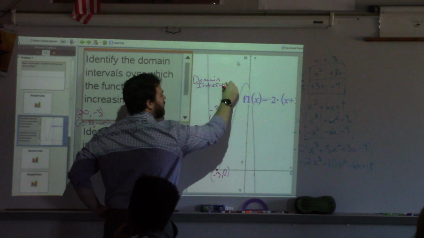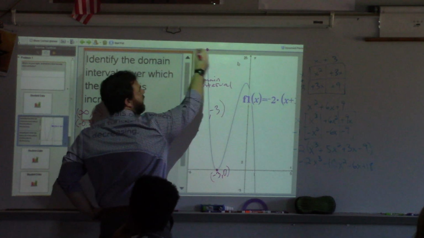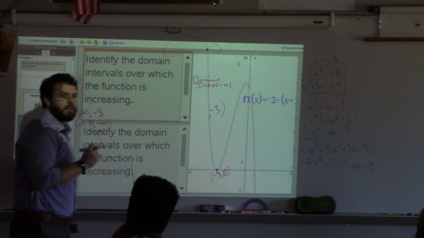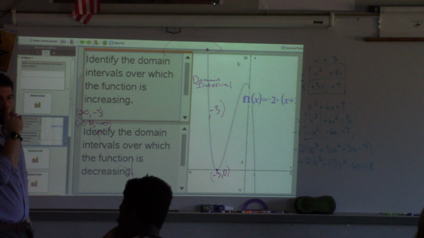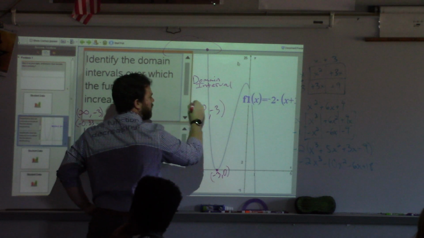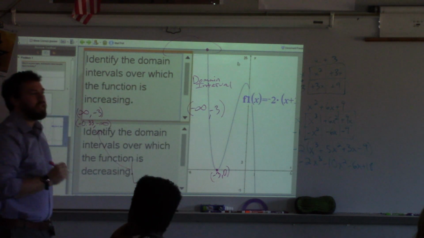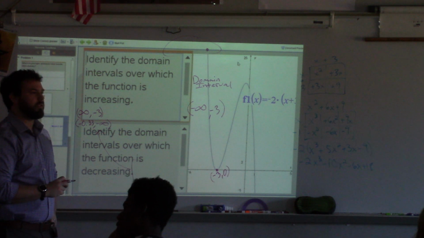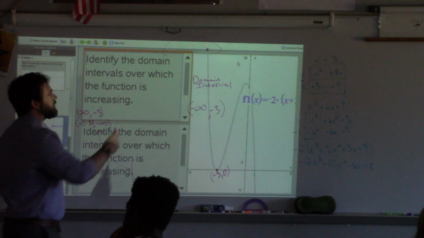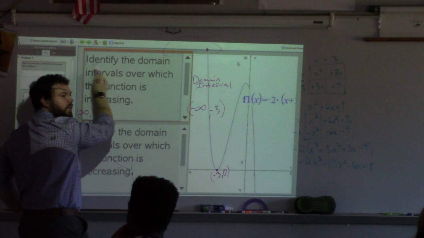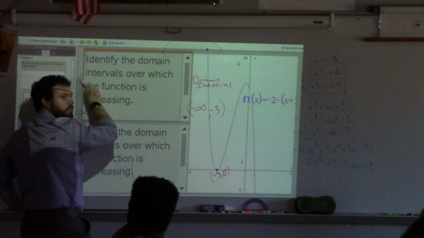Are you telling me that the domain value all the way up here and over here is infinity? The x value is infinity? It's negative infinity. You've got to remember that these are domain intervals over which the function is increasing or decreasing, right? So it starts to decrease over here to the far left. What x value is to the far left?